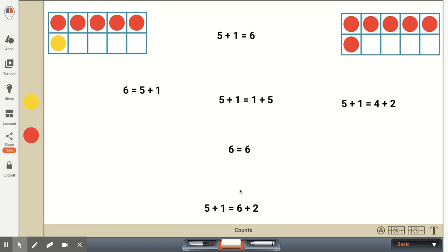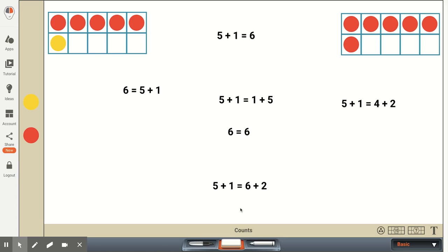Here's another type of equation. 6 is equal to 6. As long as there's an equal sign, we have an equation. There is no operation on either the left side or the right side, but this still makes an equation, and this is a true equation. The value of 6 is equal to the value of 6.